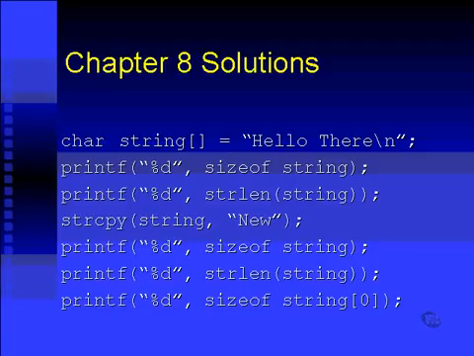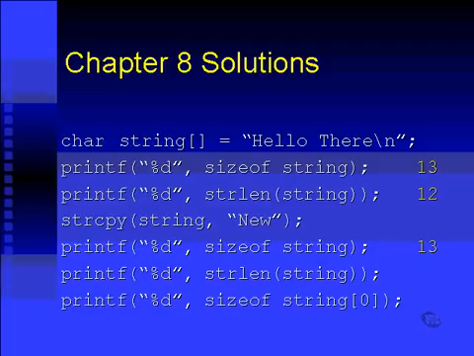It's "hello there". That's 5 letters for hello, plus a space is 6, plus another 5 for there is 11, plus a new line is 12, plus a null is 13. 13. How about the length of the string? Well, that's everything except the null, so that's 12. How about when we put the word new in it? The size of the string is now, well, it's still 13. The variable has not changed its size.